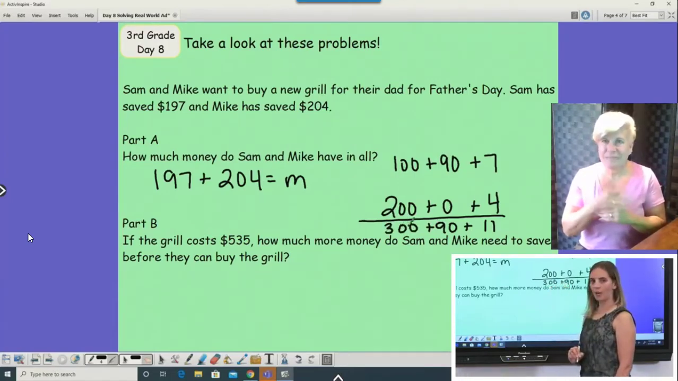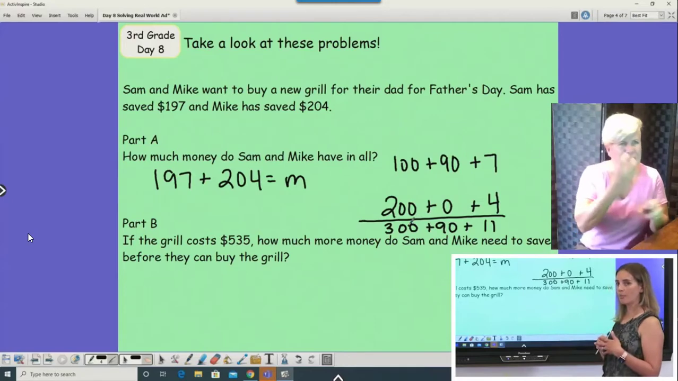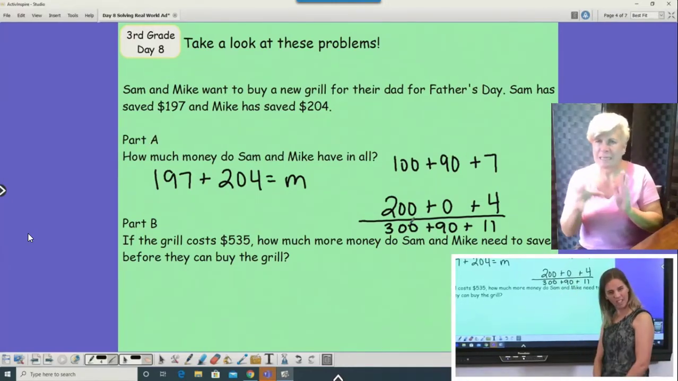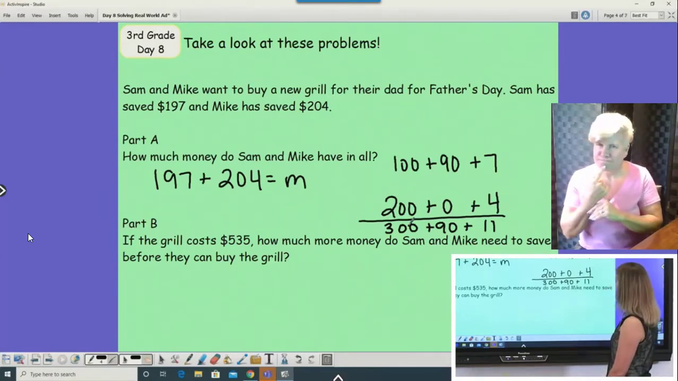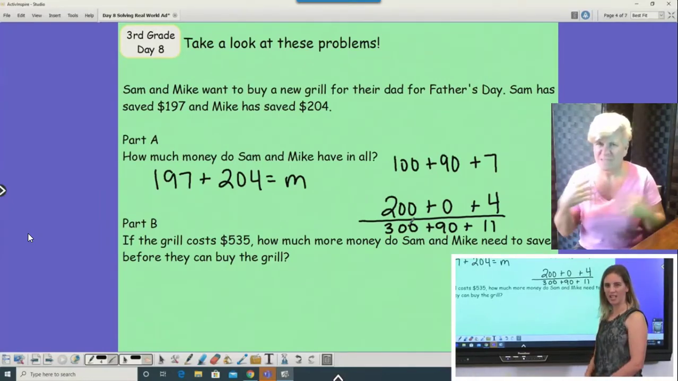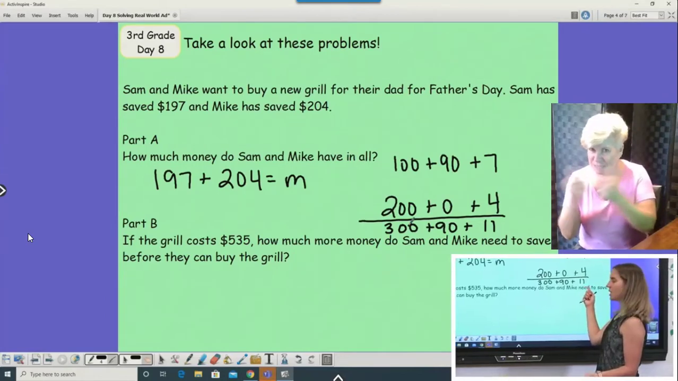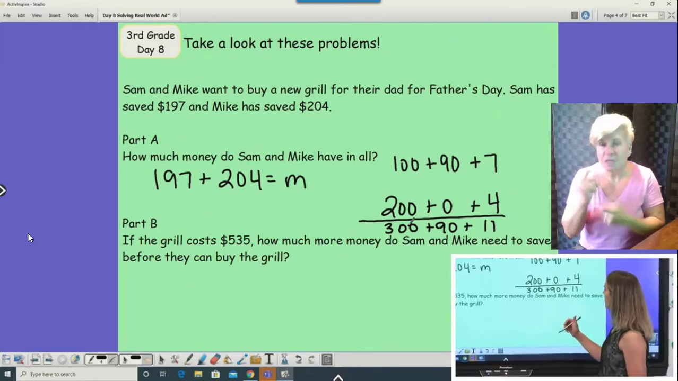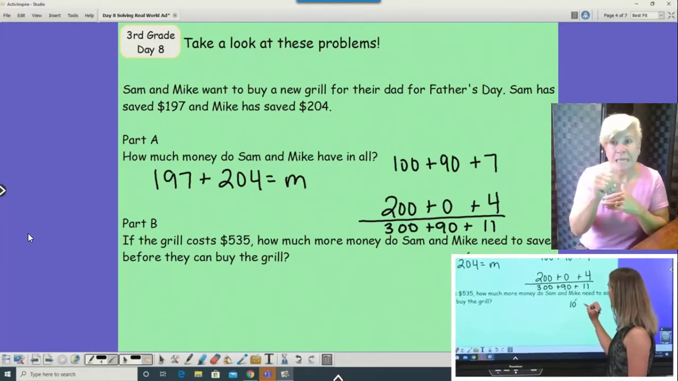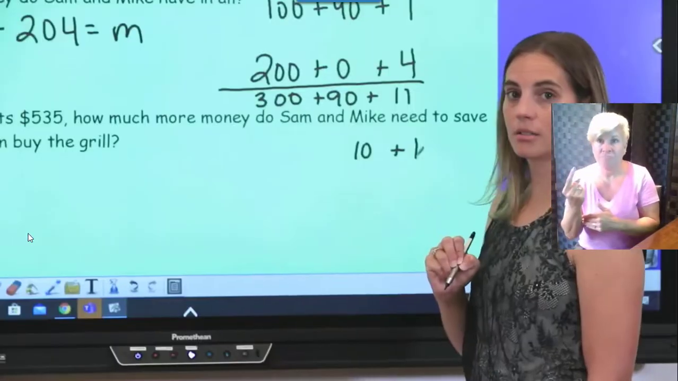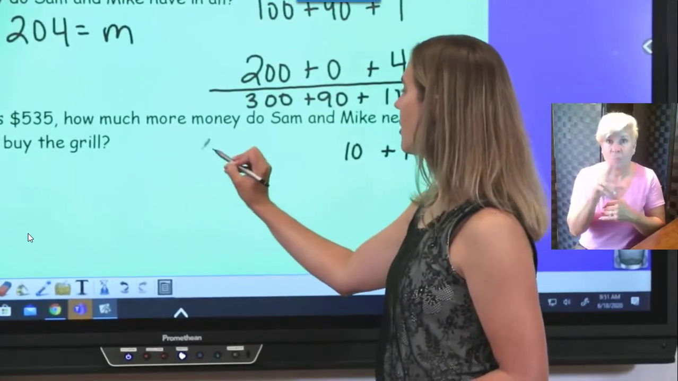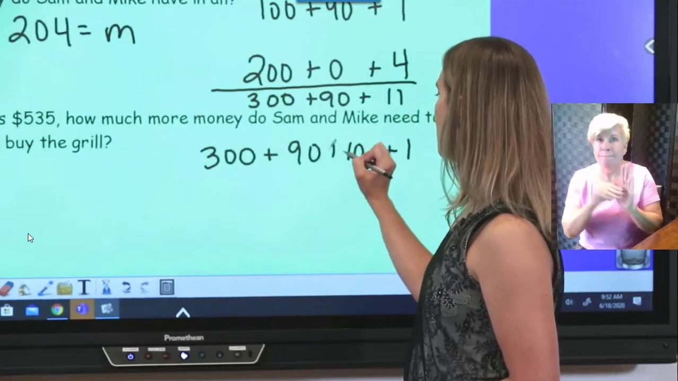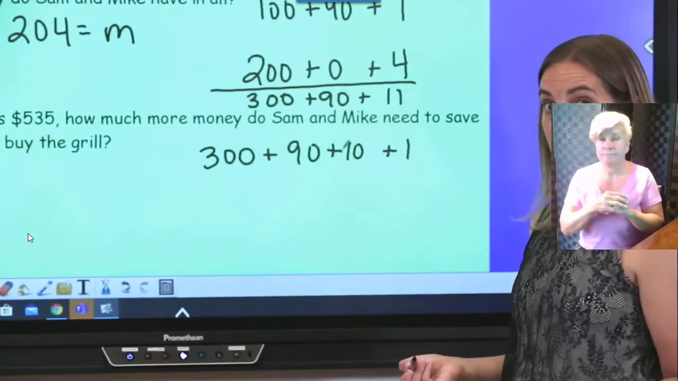Isn't it interesting how we took this really tough problem and we turned it into something similar or simpler? Let's take a look. 300 plus 90 plus 11? That seems kind of scary, doesn't it? That 11. Can we break that 11 into something smaller to make it a little bit simpler? What if I turn that 11 into 10 plus 1? So now I have 300 plus 90 plus 10 plus 1.